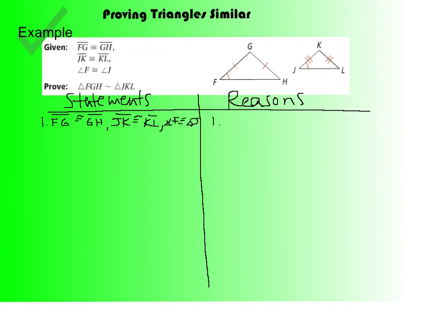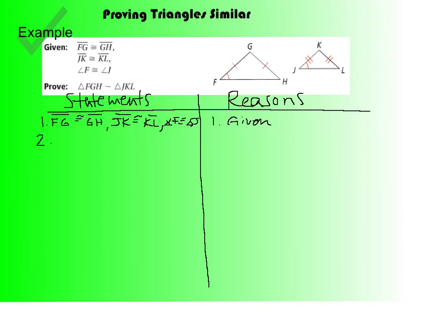And how do I know all of those things? Well, I know because they were given to me. And then I have to think about step 2. So looking at my picture, I see that both of these triangles are isosceles triangles because I have these 2 tick marks saying I have 2 congruent sides. And by definition, 2 congruent sides on a triangle makes it isosceles. So I'm going to write that in here.